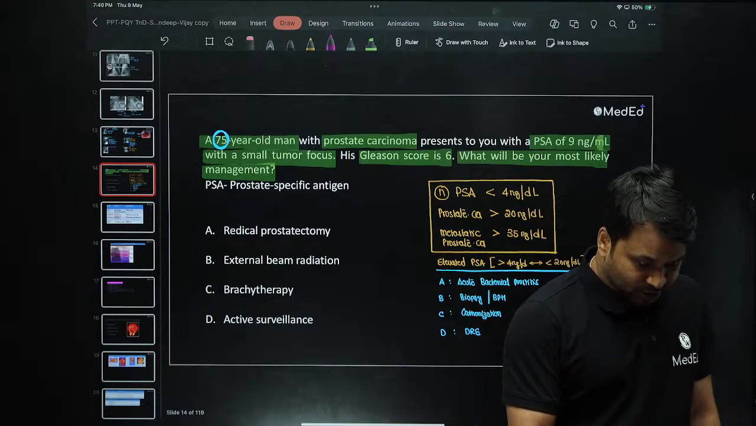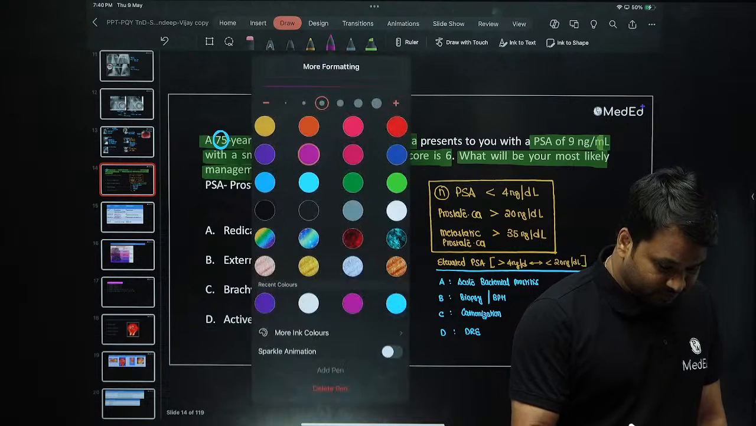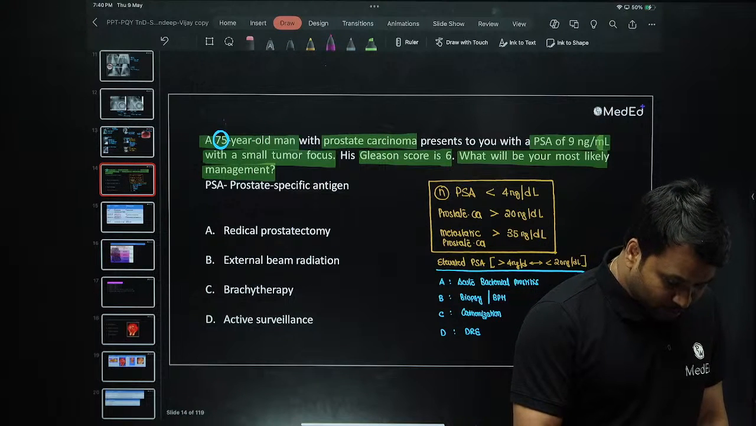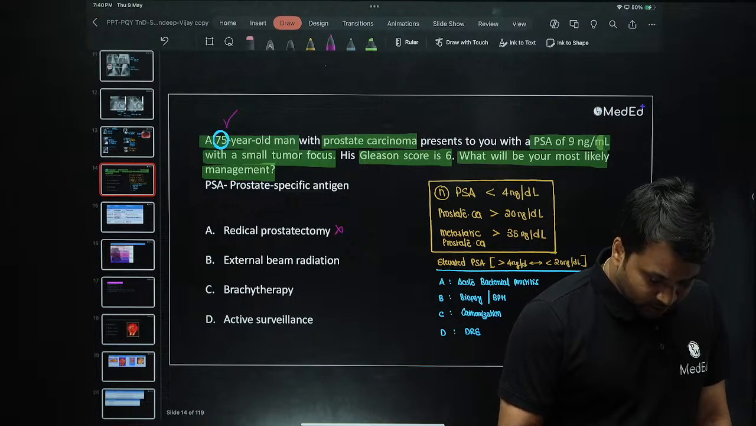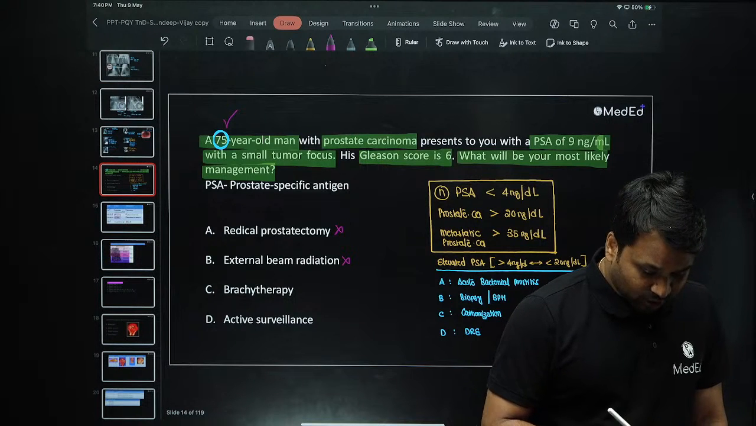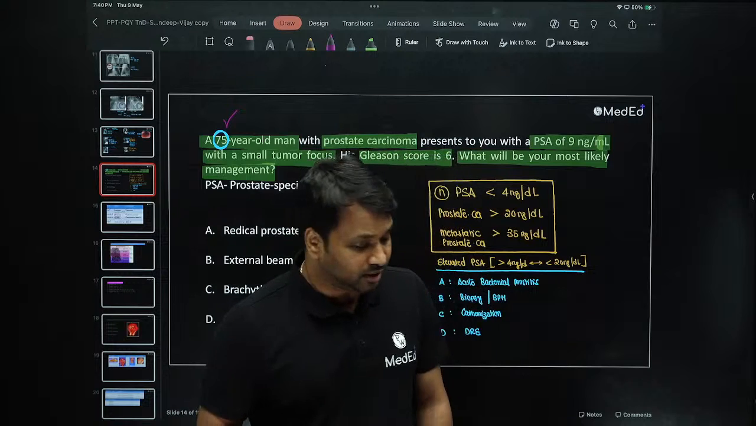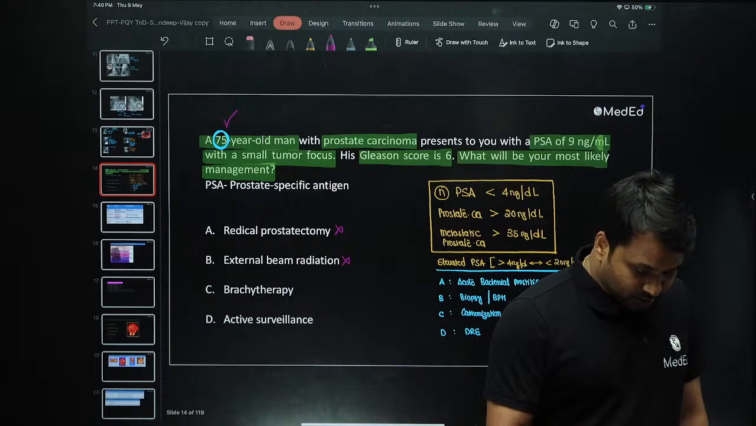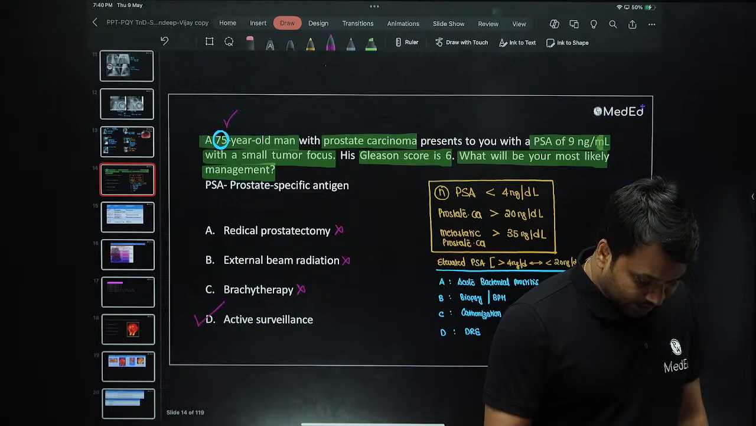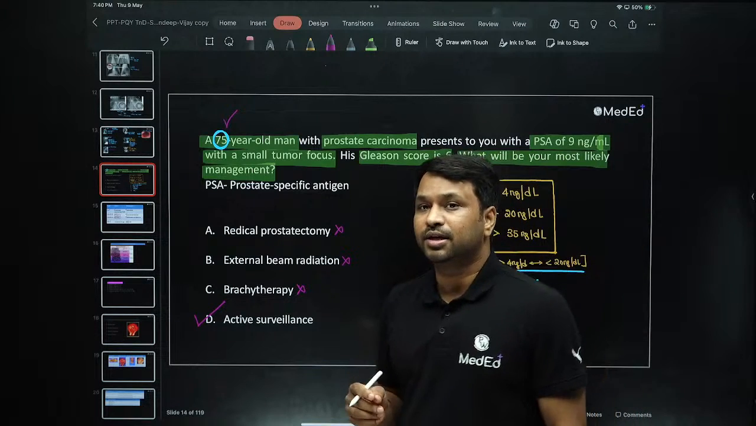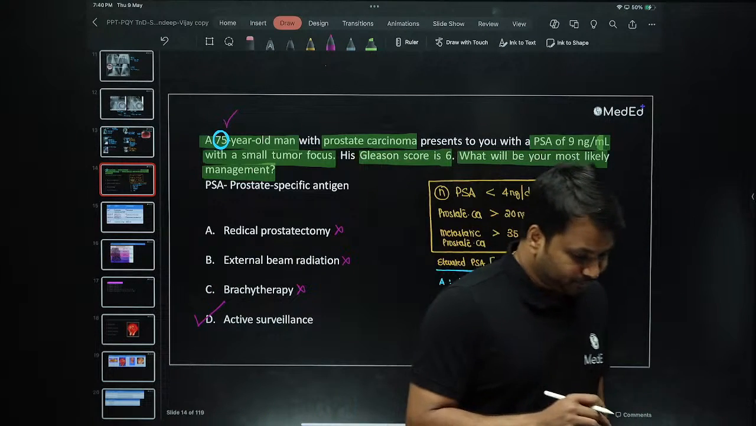So here, age is more than 70, that is 75. So I will not like to do any surgery or radiation because it is not a very high component. Because for metastatic cancers, the PSA has to be more than 35. Brachytherapy is also not required here. So here only active surveillance. So the answer here is going to be D.